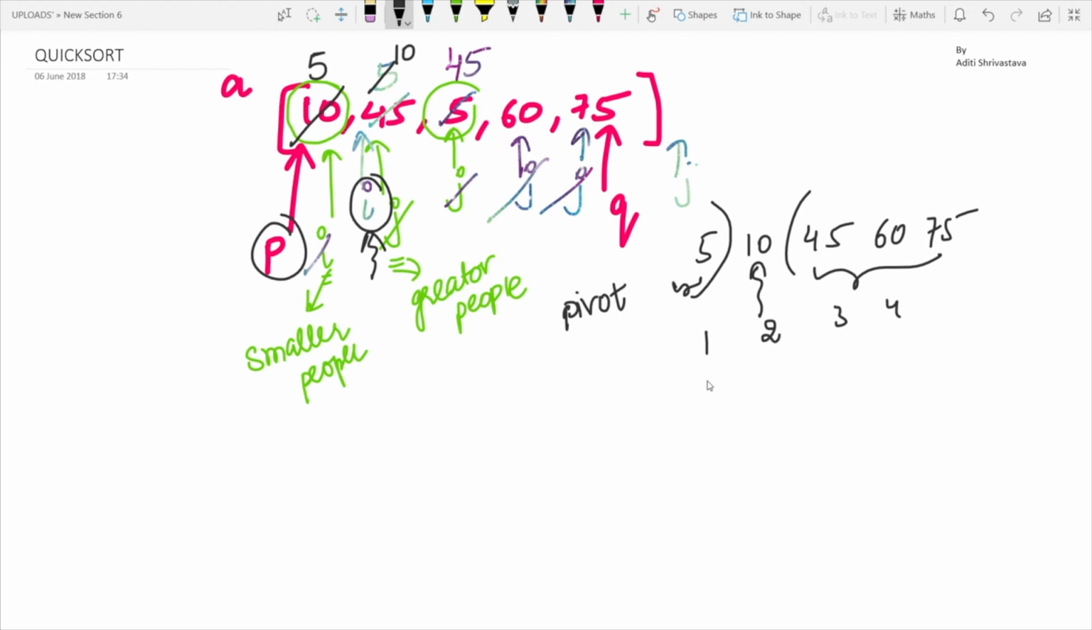Suppose the positions are labeled 1, 2, 3, 4, 5. So the pivot element gets to the second position. So this is the logic behind the partition algorithm. In the next lecture we are going to discuss the main partition algorithm. We will write the partition algorithm.